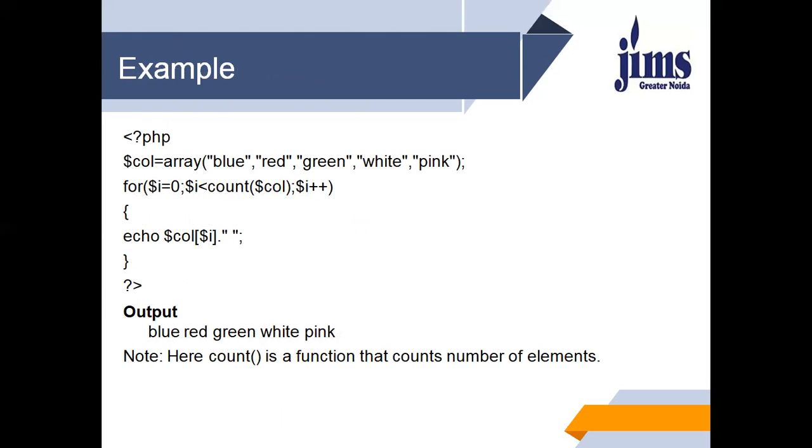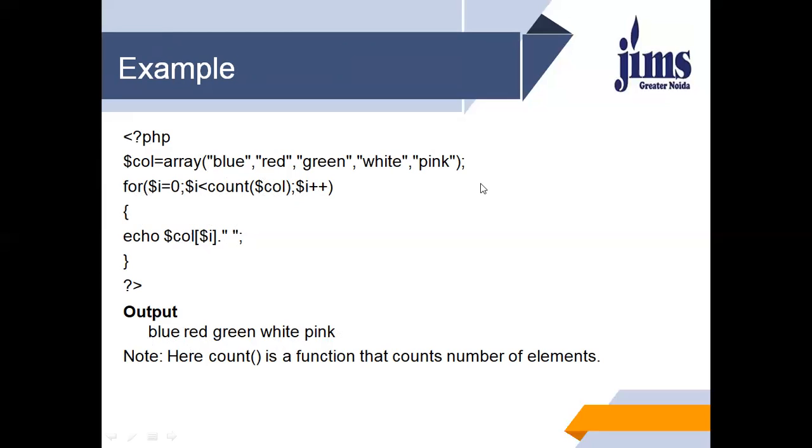Let's see one more example. We have $col, an array named col: blue, red, green, white, and pink. So these strings you are passing to an array. Now for ($i = 0; $i < count($col); $i++). Similarly, here the count function will be counting the number of elements in the given array, and it will print $col[$i]. In the first iteration, $i will have the zero value. So at the zeroth position, or you can say the first position, the value is blue. Blue will be printed. Then again it will iterate. It will move to the next index position, red, and it will print red, green, white, pink, likewise, and it will print the desired output.